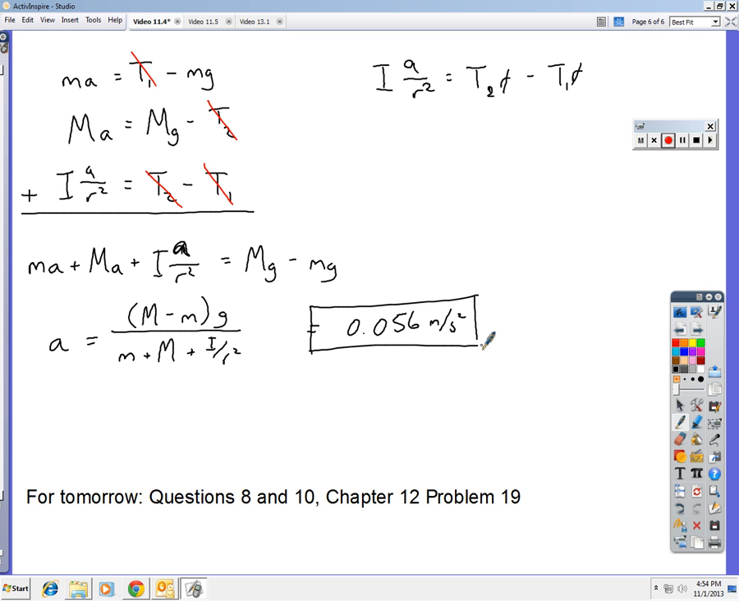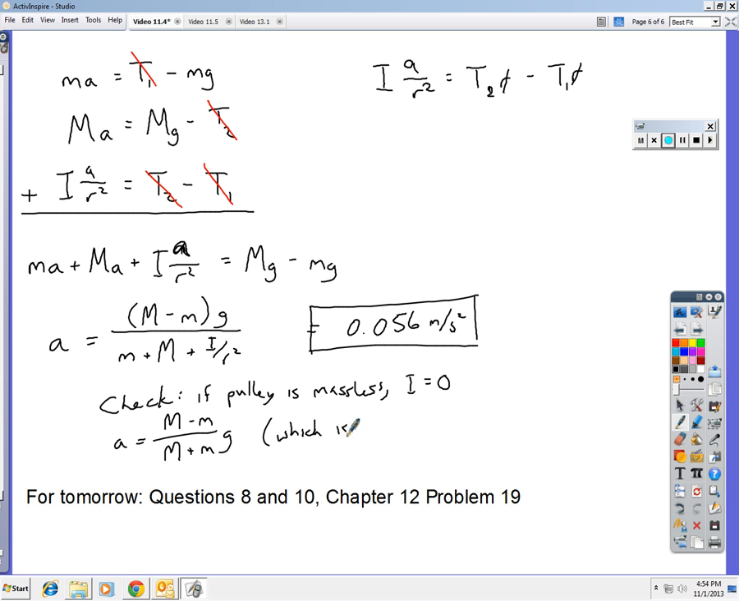Now if the pulley was massless, I would be 0, and this would just be like Atwood's machine in general. So if the pulley is massless, I equals 0, and A would be the difference of the masses divided by the sum of the masses times g, which is the simple Atwood's machine. And that means that we probably didn't screw up the algebra.